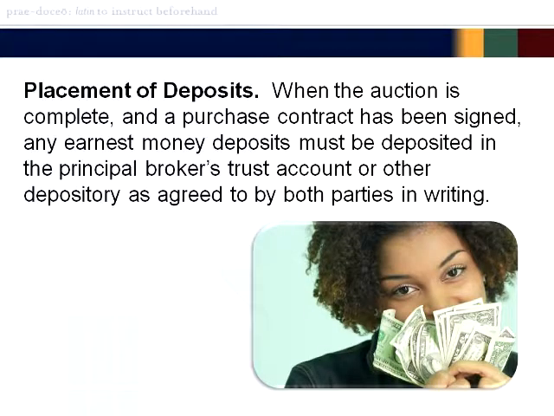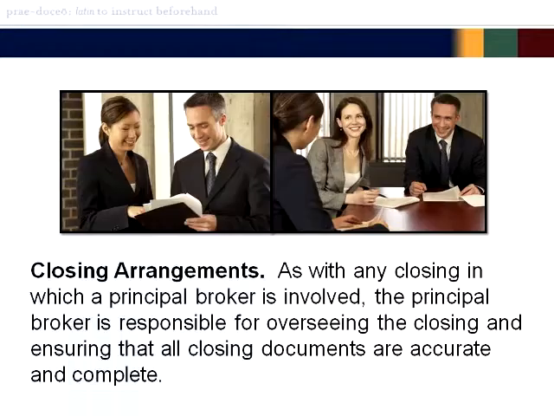Placement of deposits. When the auction is complete and a purchase contract has been signed, any earnest money deposits must be deposited in the principal broker's trust account or other depository as agreed to by both parties in writing. Closing arrangements. As with any closing in which a principal broker is involved, the principal broker is responsible for overseeing the closing and ensuring that all closing documents are accurate and complete.